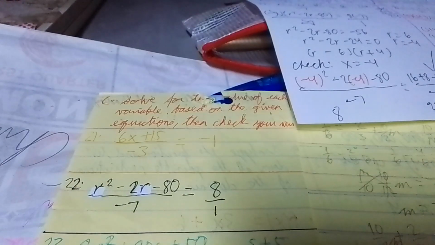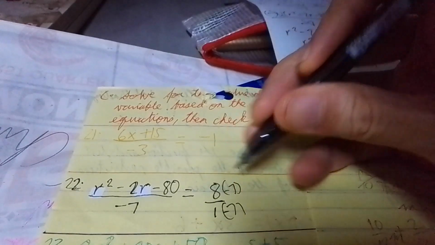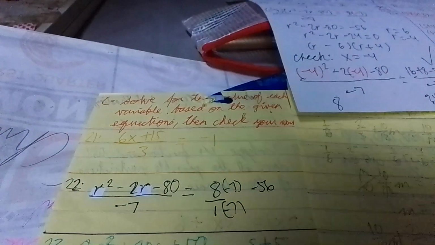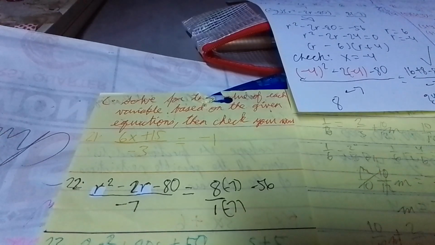So to get the LCD, 8 over 1, to make the fraction even, what is the LCD of negative 7 and negative 1? Negative 7. So you multiply both sides by negative 7, and this is supposed to be negative 56. So that's supposed to be our answer. Negative 56. Let me write it down on paper. And even if you were to cross multiply it, you will still get negative 56. So either way. Now let me show you how this is done.